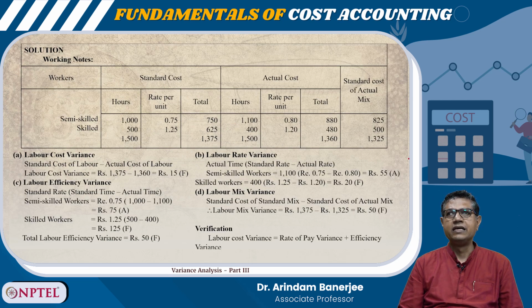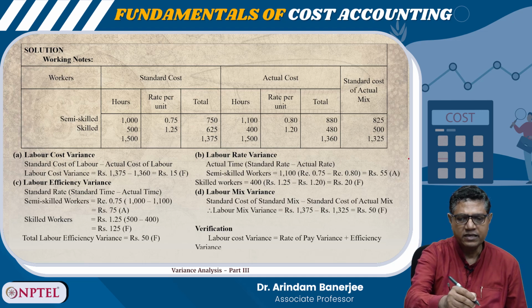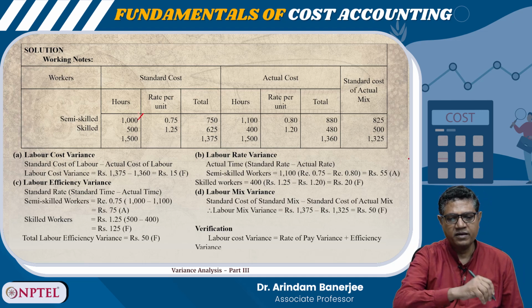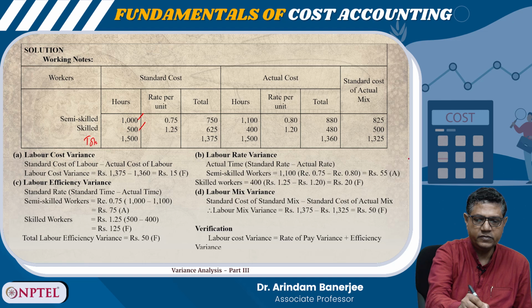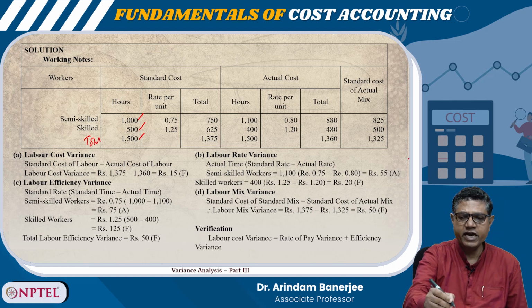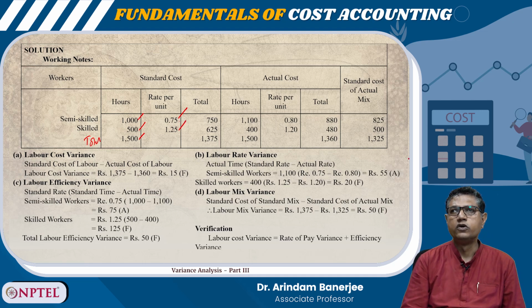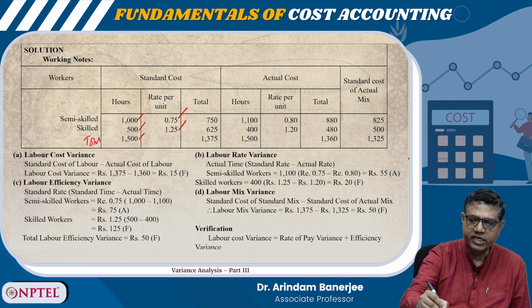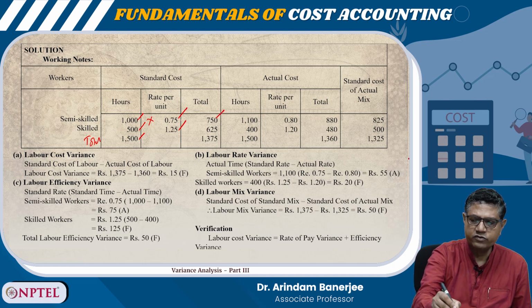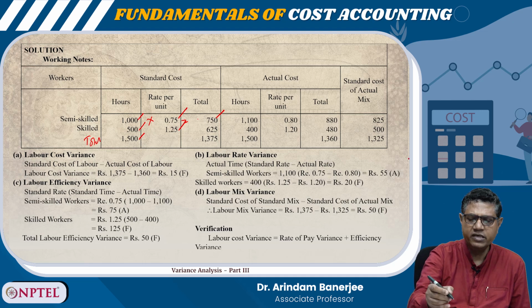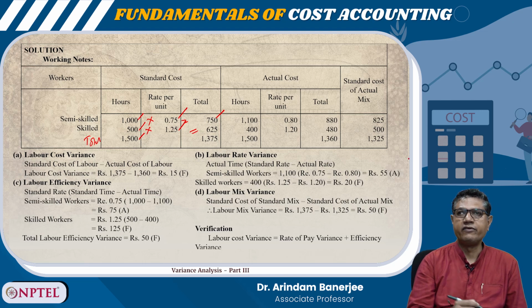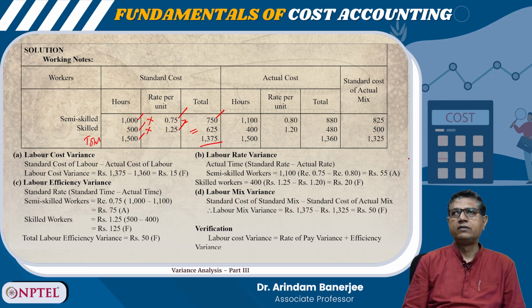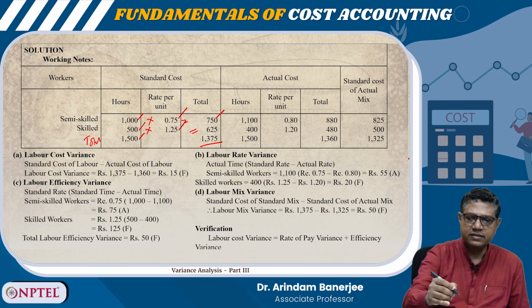So we can do it like this. Semi-skilled worker hours 1000 and skilled it is 500. So the total is 1500, rate per unit 0.75 for semi-skilled, 1.25 for skilled. If you multiply 1000 into 0.75, you should get 750, and if you multiply 500 into 1.25, you should get 625. So total is 1375. This is standard cost.